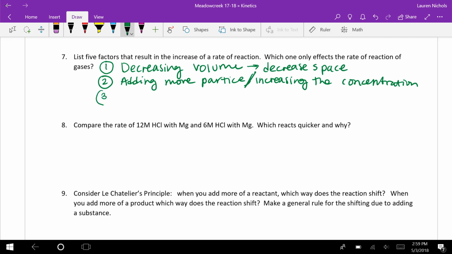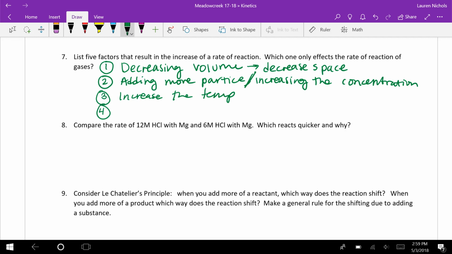The third thing that you can do is increase the temperature, because increasing the temperature increases the average kinetic energy of the molecules. And if they move faster because they have more energy, then it is more likely to overcome the activation energy barrier.